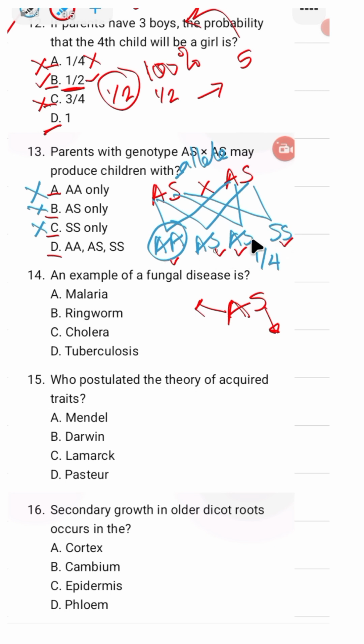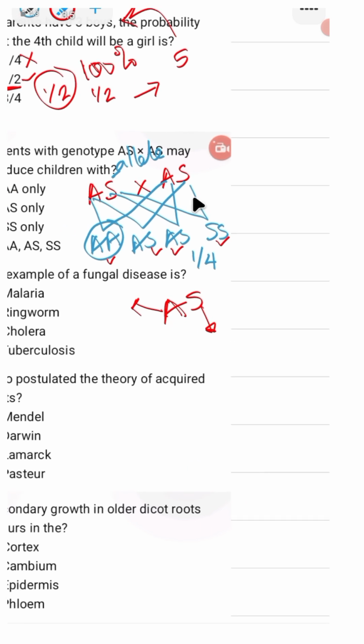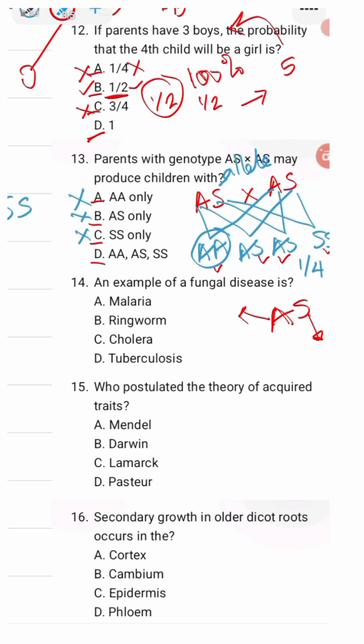So the ratio, if you break down the ratio here, since you have AA, AS, SS, the ratio will be like this. AA is how many there? That is 1. AS how many? That is 2. Then SS is 1. So the ratio is 1 to 2 to 1. So the correct answer to that question is option D. I hope you understand. This is the answer here.